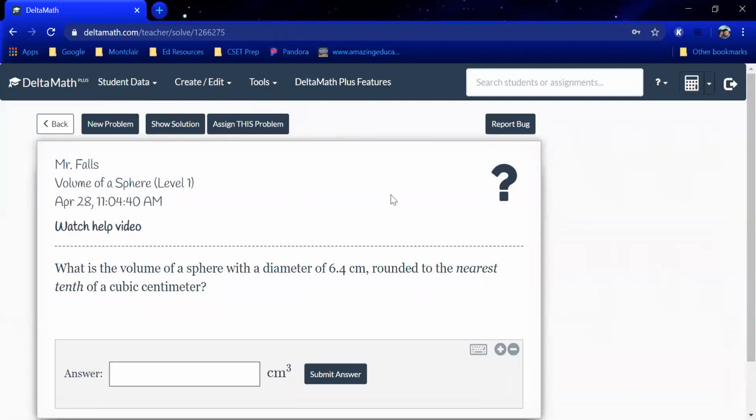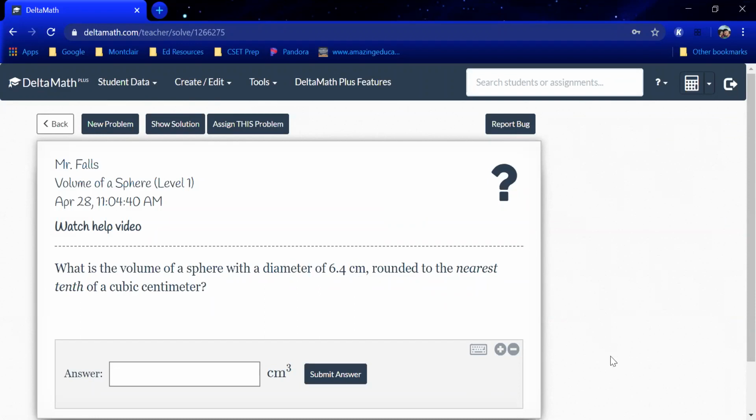Level 1. It says, what is the volume of a sphere with a diameter of 6.4 centimeters, rounded to the nearest tenths place in cubic centimeters? So, volume of a sphere, diameter 6.4.